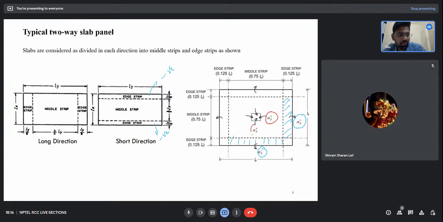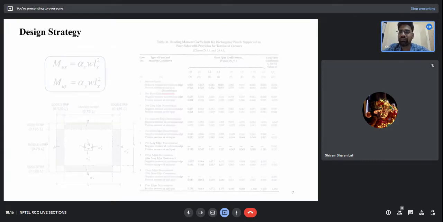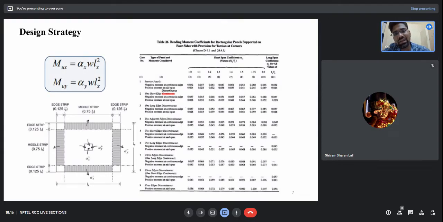Alpha x and alpha y are positive for the midspan, because at the midspan the moment is positive. Okay, now let's see how we do the design of a two-way slab. Two-way slab design is mainly based upon these two coefficients, alpha x and alpha y. Based upon the different edge conditions, alpha x and alpha y change.